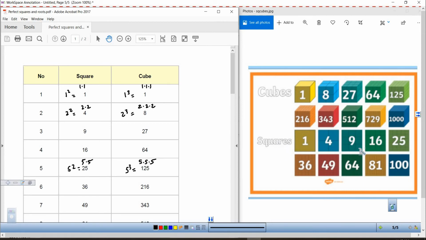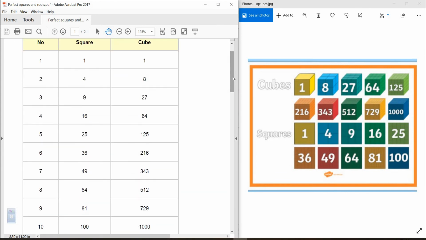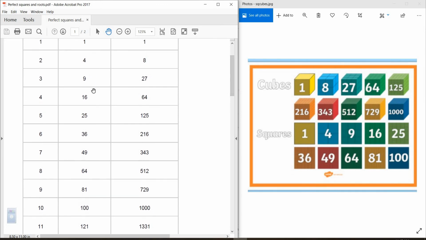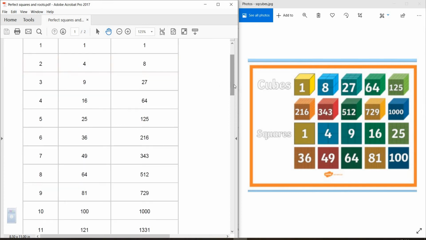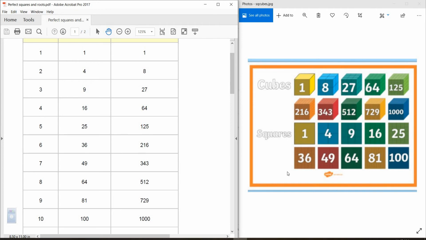All right, so as you can see, these numbers 1, 4, 9, 16, 25, 36, 49, 64, 81, and 100, those are the numbers that are right here in this square column, right? Can you see that? All right, 1, 4, 9, 16, 25, 36. There's those numbers right there, right? There's those numbers right there in the squares, and then there's those numbers right there in the cubes.